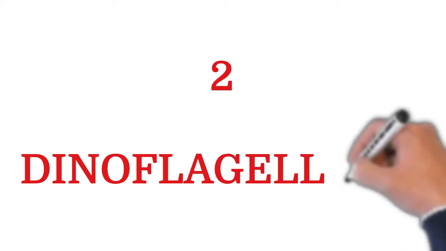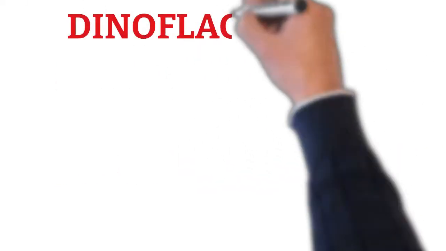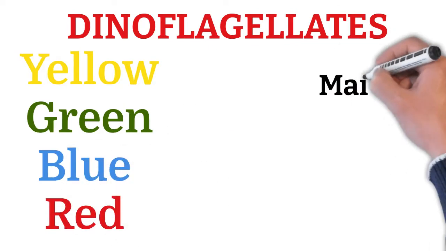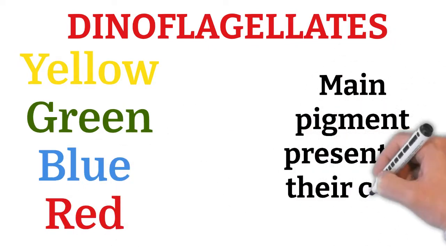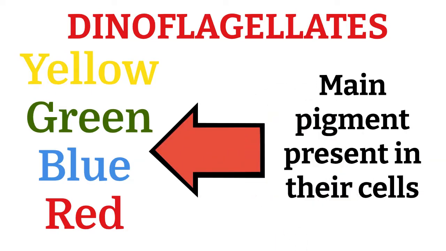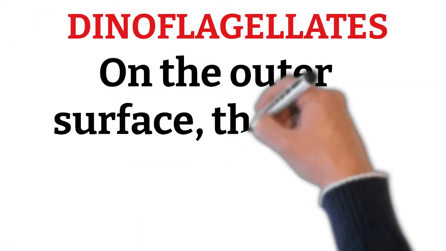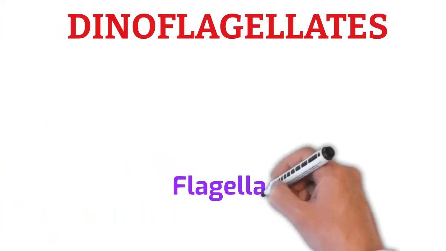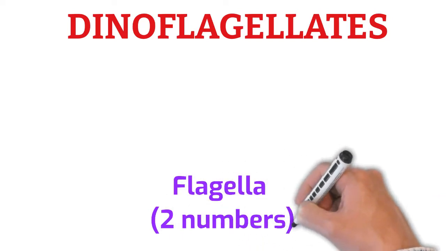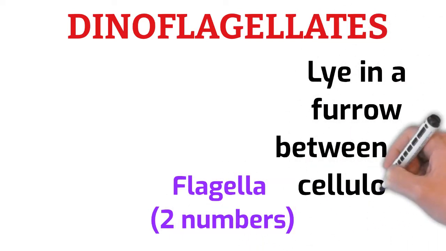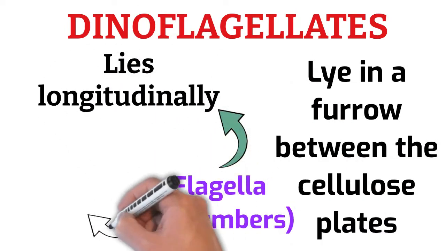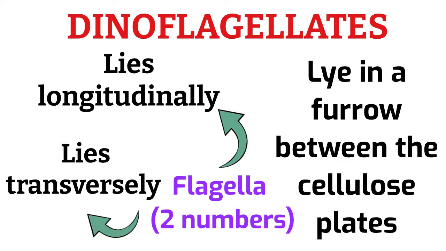Now come to dinoflagellates. Dinoflagellates may be yellow, green, blue, and red according to the main pigment present in their cells. On the outer surface, their cell walls contain stiff cellulose plates. They usually have 2 flagella lying in a furrow between these cellulose plates. One lies longitudinally while the other lies transversely.